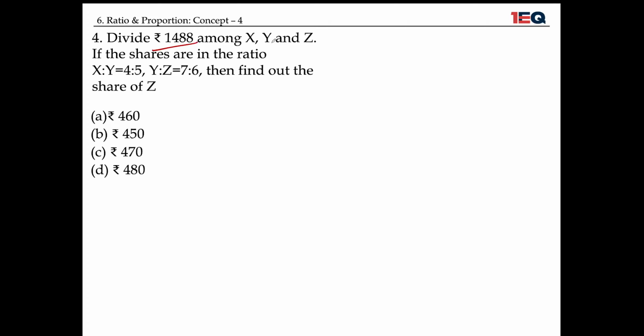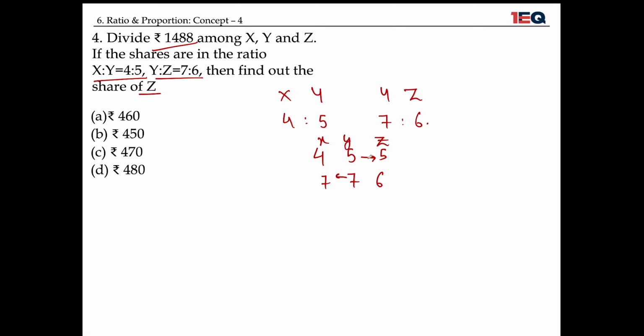Divide 1488 among x, y, and z, and if the shares are x is to y 4 is to 5 and y is to z is 7 is to 6, then find the share of z. Okay, I'm again going to write them in that manner: x, y, y, z. This is 4 is to 5 and this is 7 is to 6. I'll write them in proportion: 4, 5, 7, and 6. The 5 moves here and the 7 moves here, and this is the value of x, this is the value of y, and this is the value of z.